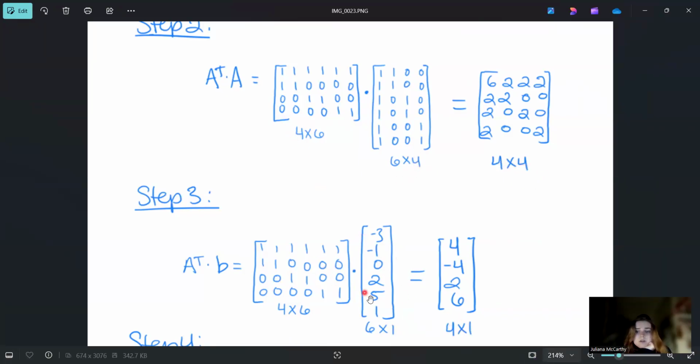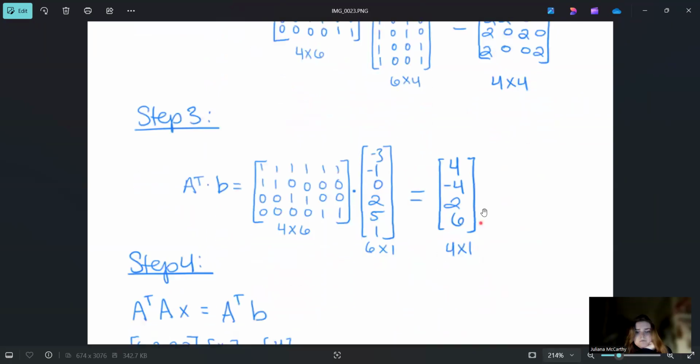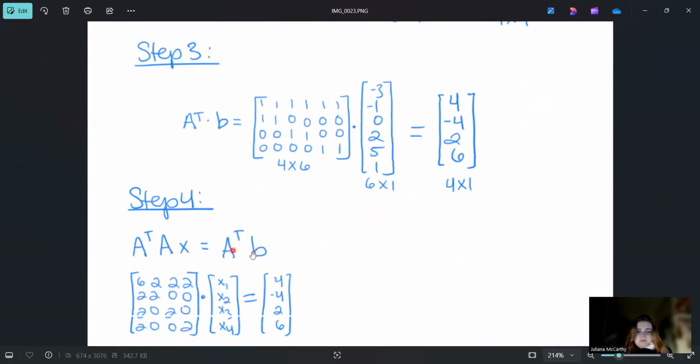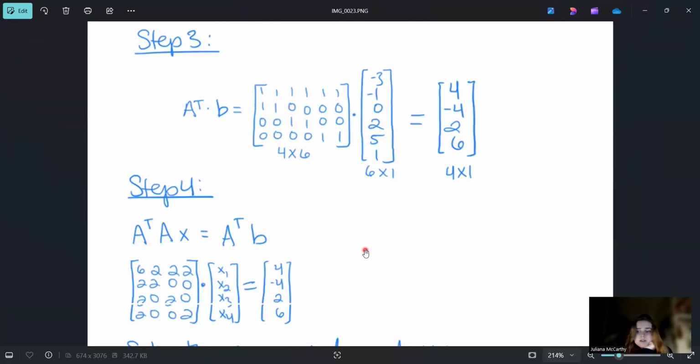So 4 by 1, the two outer numbers here, 4 by 4. When you multiply these two matrices, basically what you're doing is -3 times the first column, -1 times the second column, 0 times the third column, 2 times the fourth column, and adding them all together. So we get 4, -4, 2, and 6. We have found A transpose A, and we found A transpose times b. Now, put them together, and we can start solving for our x.